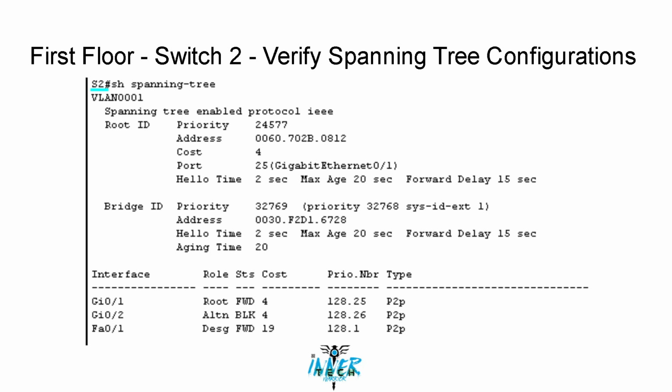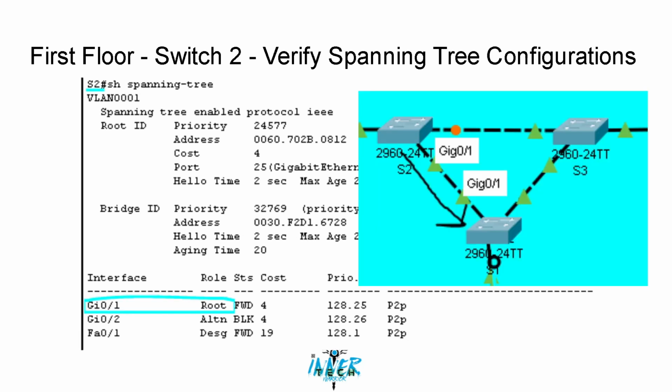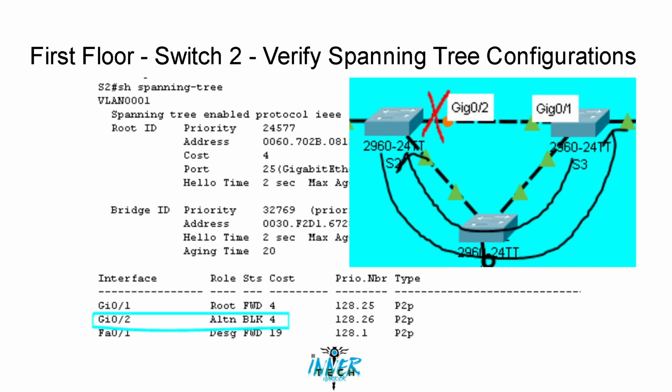If we were to look at switch 2, we'd see different roles and states. For example, the link that goes to our switch 1 root bridge has the role of root, meaning this path connected switch 2 to the root. G02 on switch 2 is currently set to alternate and has the status of blocked because that link is being blocked from sending and receiving traffic in order to prevent a loop.